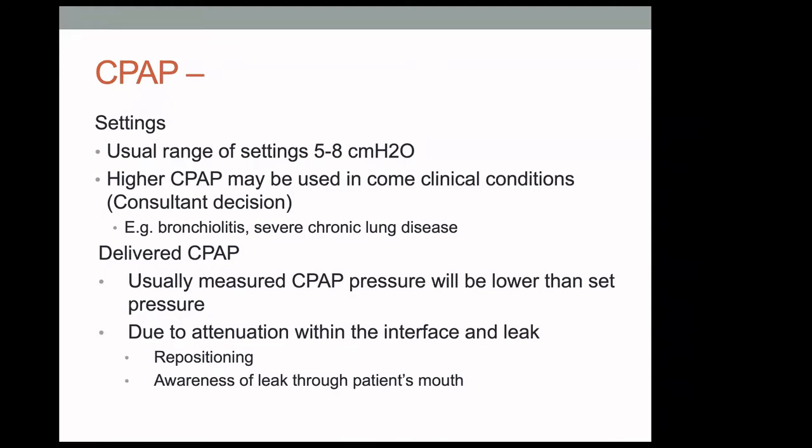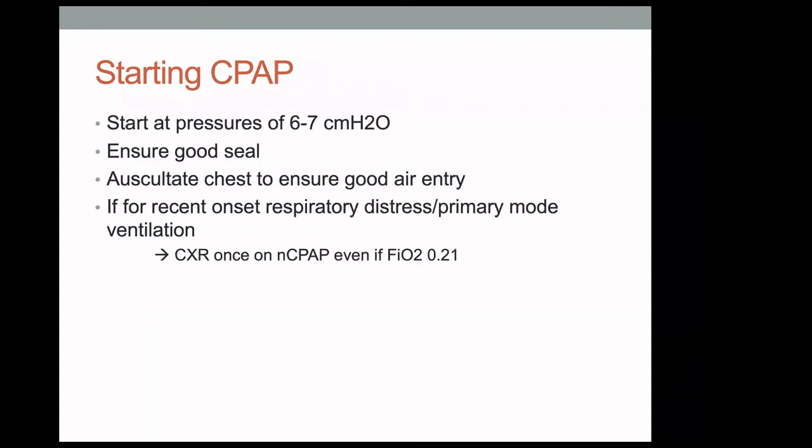And this is mainly to do with the seal around the mask or the prongs, and the amount of pressure delivered can be affected quite significantly by positioning and also leak through the mouth. So the guideline basically says to start CPAP pressures at about 6 or 7 centimeters of water. You would make sure you have a good seal. You would examine the baby to make sure you've got good air entry throughout.